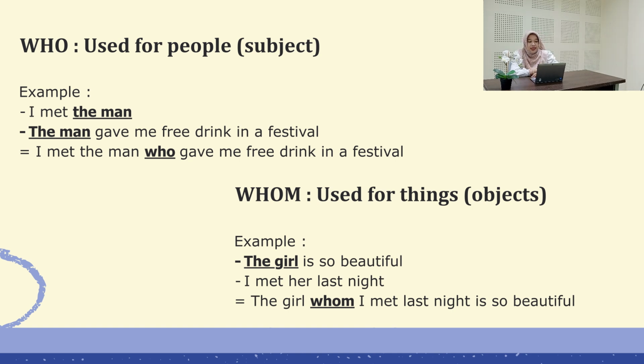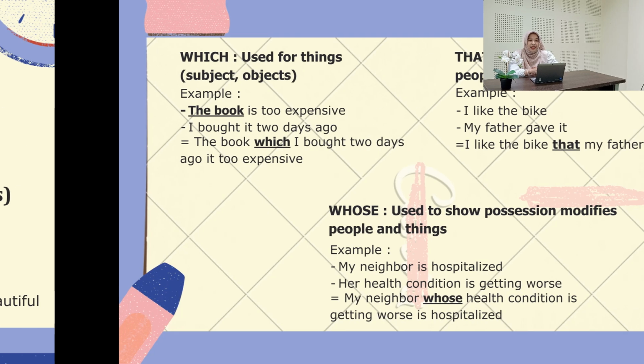Okay, now the second is whom. It's used for people as object. Example, there are two clauses. The first clause is the girl is so beautiful. And the second clause is I met her last night. So if you combine them into one complete sentence, it will be the girl whom I met last night is so beautiful. So which shows the relative clause or adjective clause? Yes, whom I met last night.